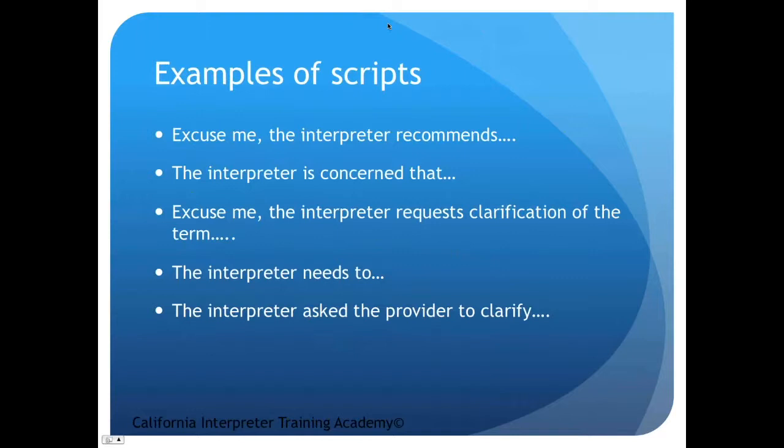Before we do that, I'm going to give you some examples of phrases that you might use. Again, these are just examples, because it's important for you to find the words that come naturally to you and that you will feel comfortable using, either in English or in your target language. For example: excuse me, the interpreter recommends, or the interpreter is concerned that, or excuse me, the interpreter requests clarification of the term, the interpreter needs to, the interpreter asks the provider to clarify, etc. You want to choose what feels normal to you and what will come naturally to you.